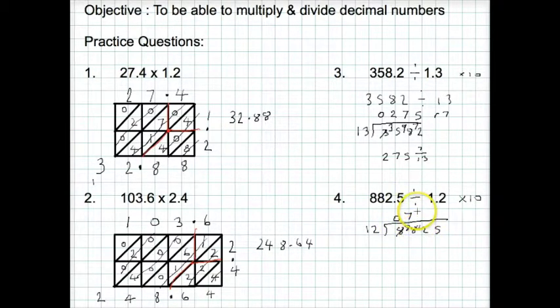12 into 42, that goes 3 times. 3 12s are 36, so I've got 6 remainder. And then 12 into 65, that goes 5 times, and I've got this remainder of 5. So I'm going to write my final answer here as 735 with the 5 remainder over 12.